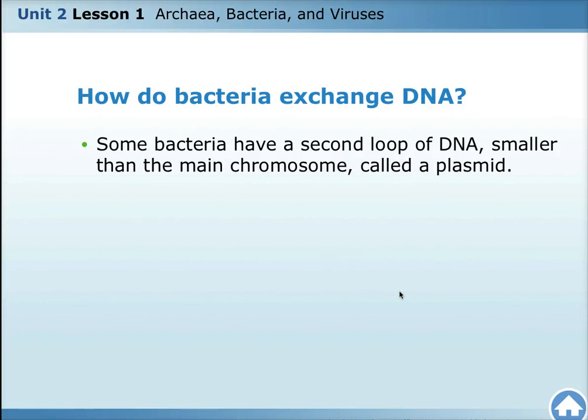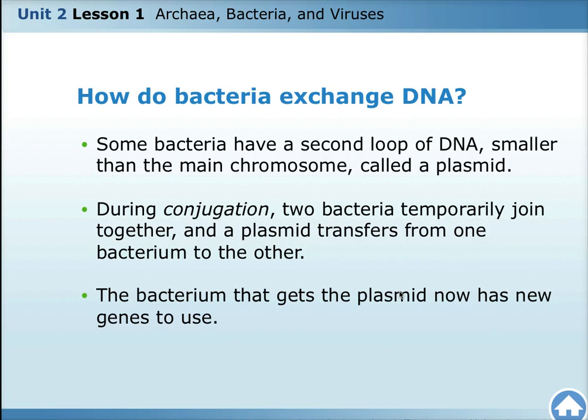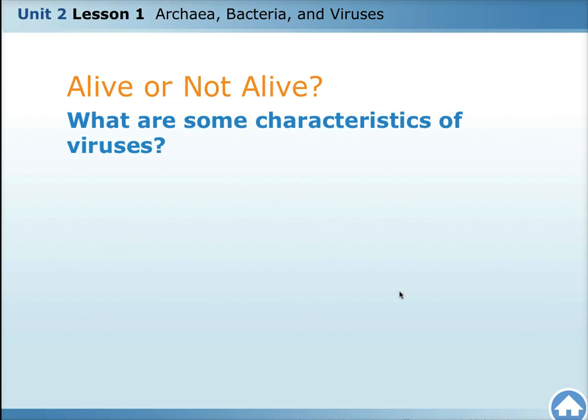Some bacteria have a second loop of DNA, smaller than the main chromosome, called a plasmid. During conjugation, two bacteria temporarily join together and a plasmid transfers from one bacterium to the other. The bacterium that gets the plasmid now has new genes to use. There are images of this particular conjugation on page 85 in your text.